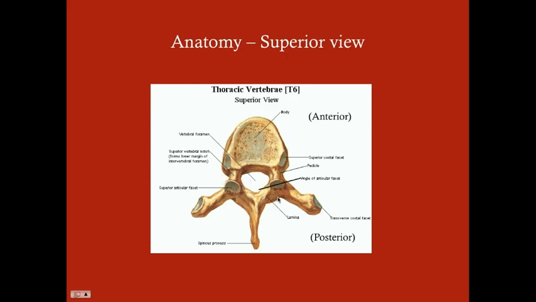facet above it. You also have these processes, the transverse process and the spinous process. The spinous process is going to be the most posterior part of the vertebra. The transverse process will form the most lateral process of the vertebra. And it's in between these that you have the lamina of the vertebra.